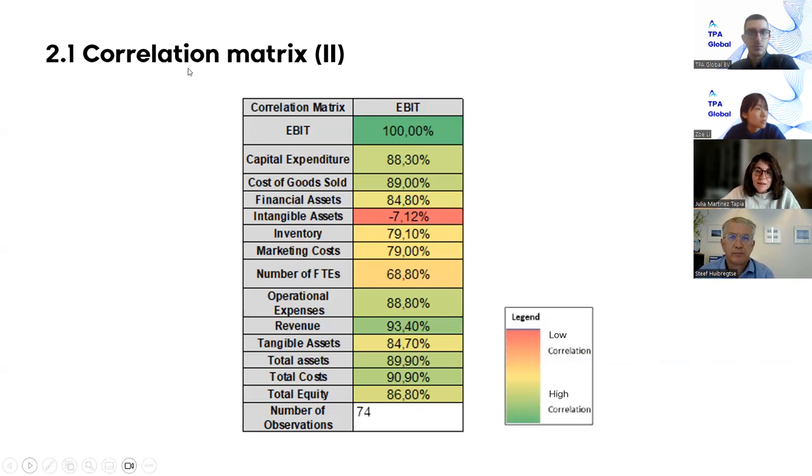Okay, that represents the linear correlation between the independent variables and the EBIT, which is the dependent variable. So here we can see, for instance, that the total equity, which is the last independent variable, has a linear correlation with the EBIT of 86%. That means that it's a high correlation. This is a positive correlation, and it's a high correlation. From a statistical perspective, it is a high correlation, really. From 70%, it can be considered a high correlation.